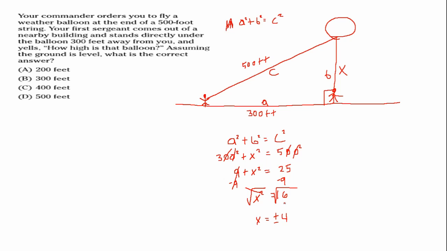Think about what we did up here. We took away 2 zeros, so let's add them back in. So x is equal plus or minus 400. Just adding those 2 zeros back in. And could we have a negative value for distance up? No, so we know it's going to be plus 400, which is right here.